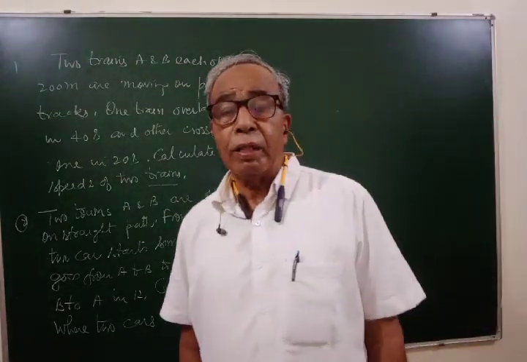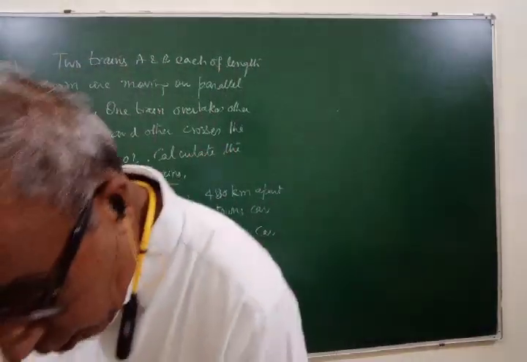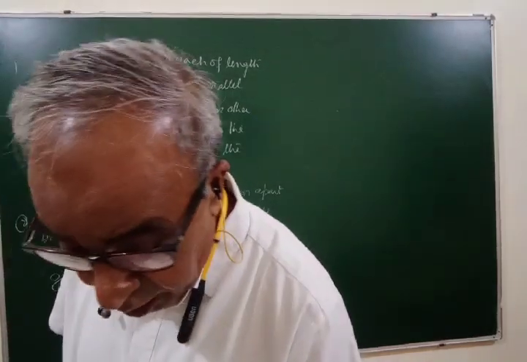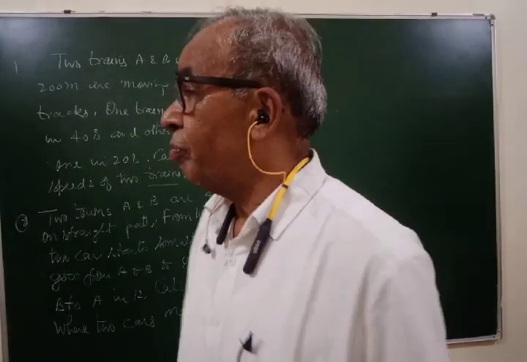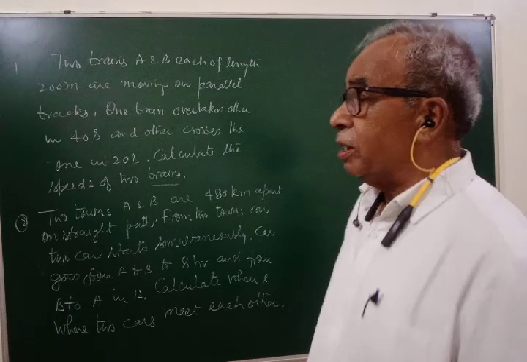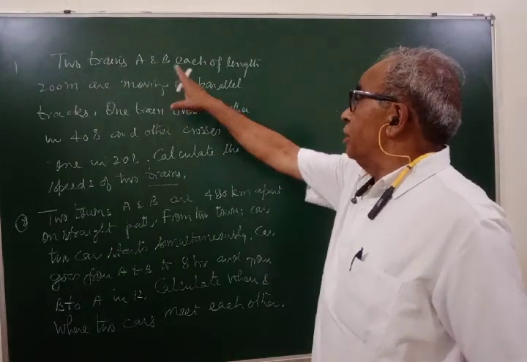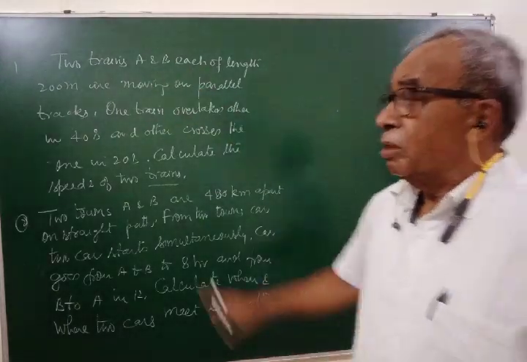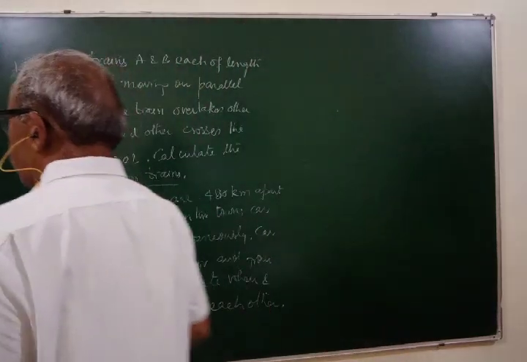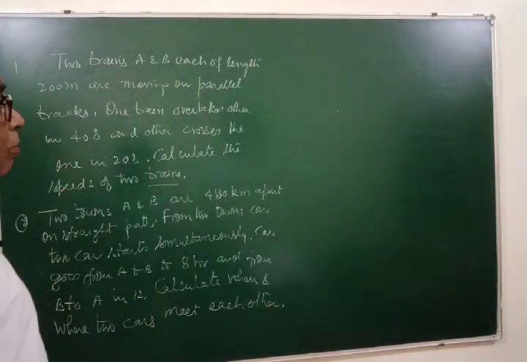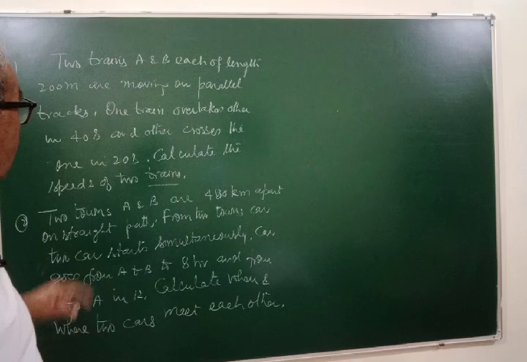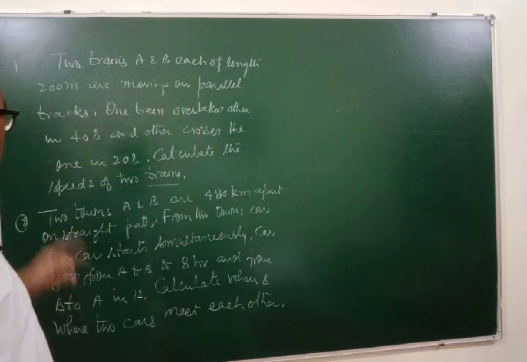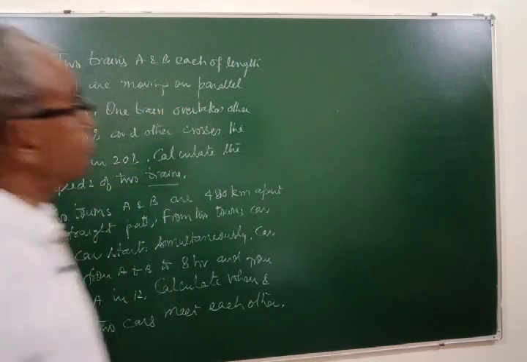Two trains are moving on parallel tracks. Actually, when we talk about crossing the other, they are moving in the same direction. So when they move in the same direction, A overtakes B in 40 seconds. But when they move in opposite directions, then B crosses A in 20 seconds.